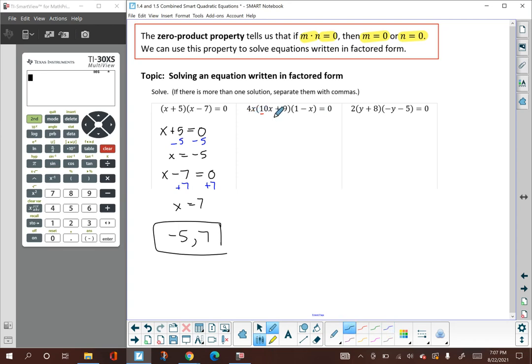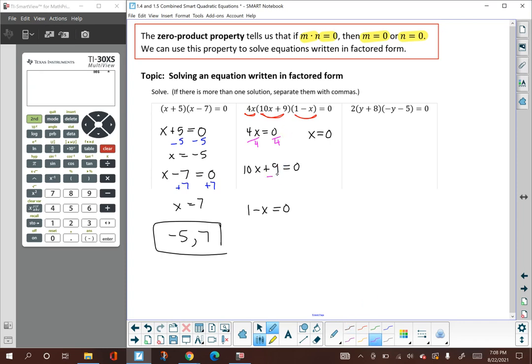So if you have 3 factors multiplying together equal to 0, then you have 3 solutions. So we get one solution from each of these factors. So either 4x equals 0, another solution is 10x plus 9 equals 0, and our third solution is 1 minus x equals 0. So to solve this first one, we would divide by 4, and we get x equals 0 because 0 divided by 4 is 0.